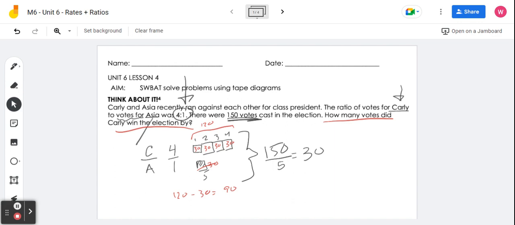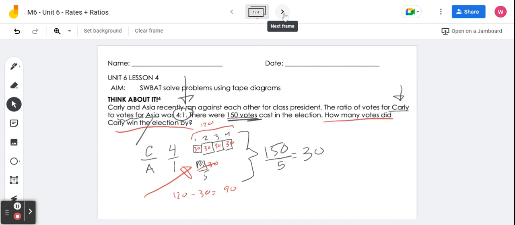And we can see that, once again, with our tape diagram, each one of the pieces of tape is equal to 30. Carly had 3 more pieces of tape than Asia. Each of those represents 30 votes. So it's a total of 90 more votes than Asia. Let's move on to the next question.